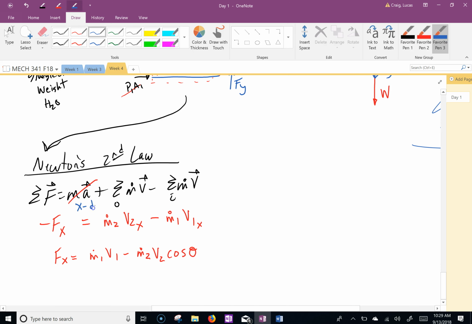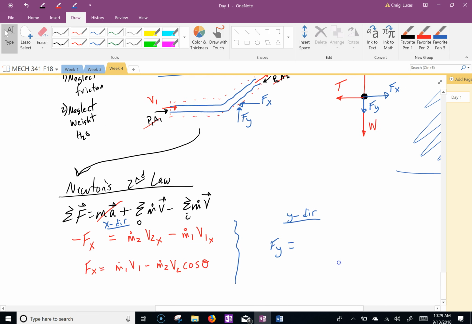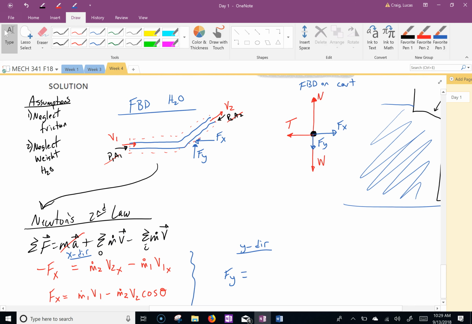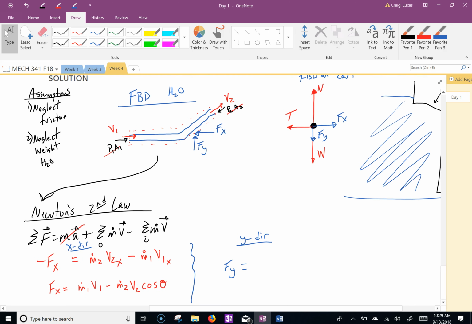Got a heading. Y direction. We have f of y equals, let's see here. We neglect the weight of the water, so we don't need that.